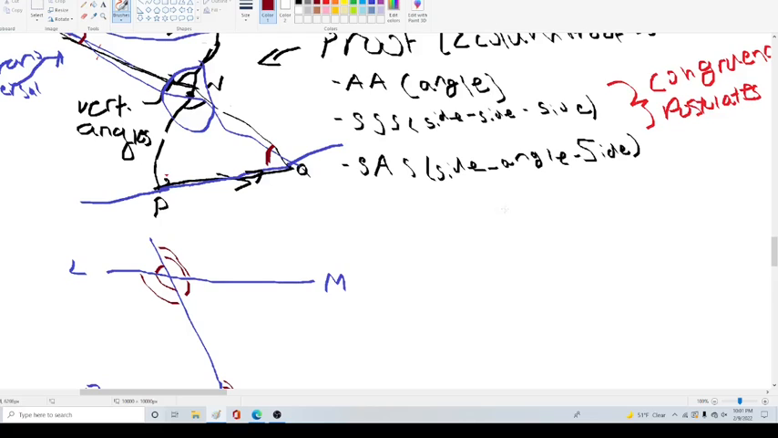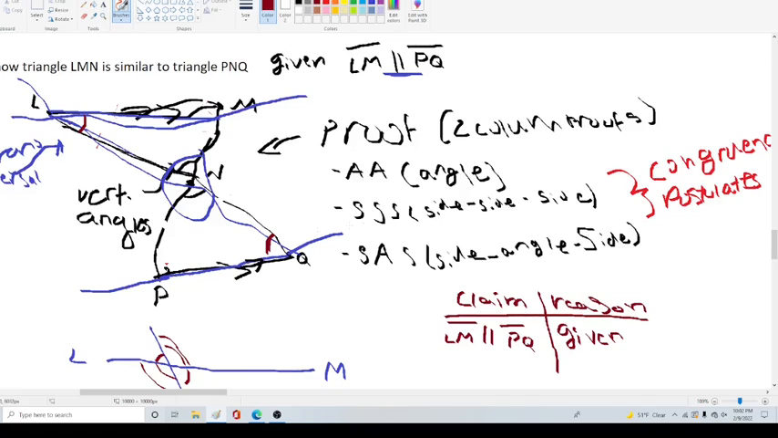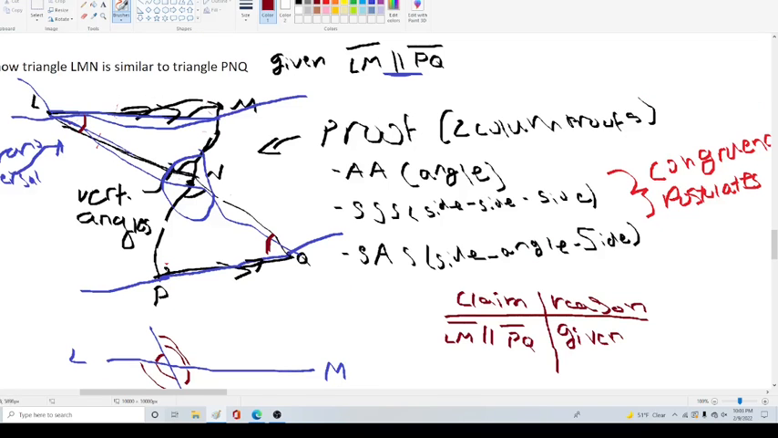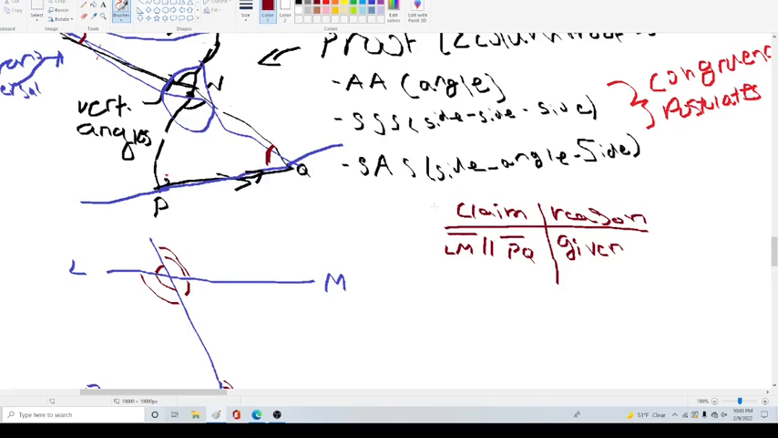Now, the hard part of this is writing it up. Using a two-column proof, we're going to write our claim, and then our reason. The first thing we can say is side LM is parallel to side PQ, and the reason we state will be given. Our next thing was the angle. It's not enough just to say angle N when we're writing it up, because there's an infinite number of angle N's. So what we could say is angle LNM, because N's in the center.